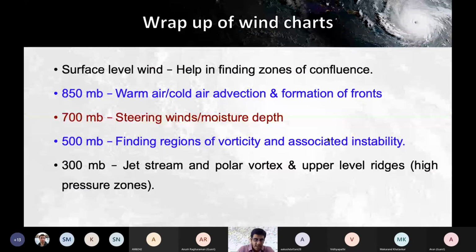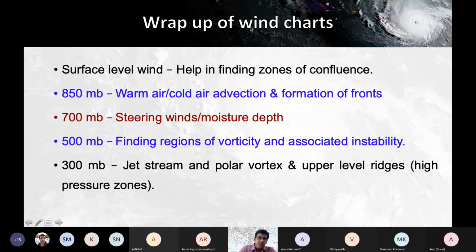Okay, so let us wrap up the wind charts. Surface level winds help me in finding confluence zone. 850 millibar winds is the wind that I actually see to see the formation of fronts or warm air and cold air advection, because that is going to tell me whether it is going to lead to formation of clouds or not. 700 millibar level is used for steering. So once the clouds have formed, where are they going to move? Which direction are they going to move? 500 millibar level is used to find the regions of vorticity and associated instability. And 300 millibar is the jet stream and polar vortex. Okay. So these are the wind.